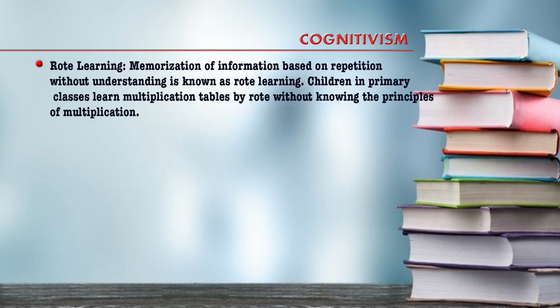So, children in primary classes learn multiplication tables by rote without knowing the principles of multiplication. If they are exposed to how and why 18 into 5 becomes 90, not 95, instead of memorizing it as a fact, a lot of learning will take place, right? But unfortunately that doesn't happen.